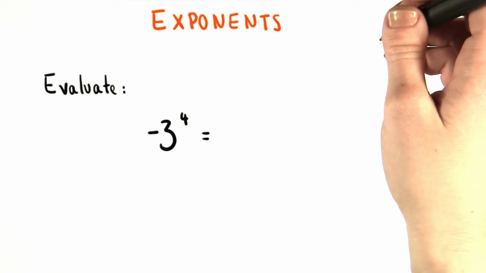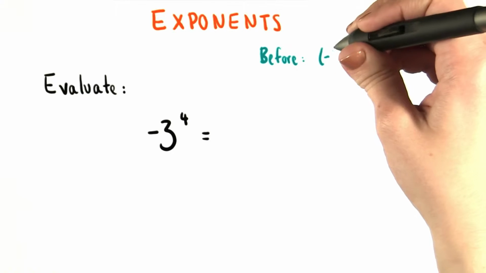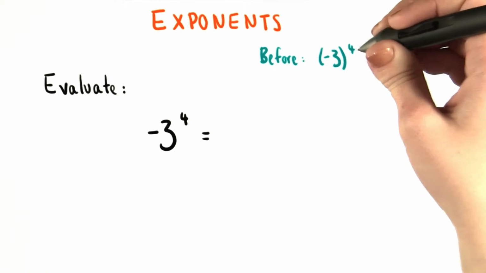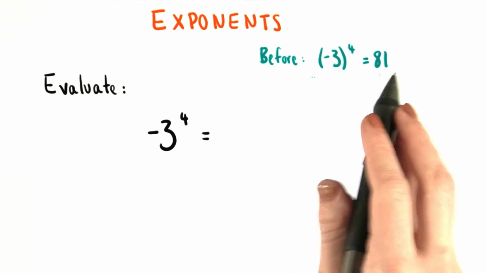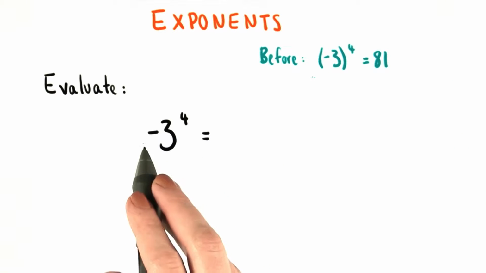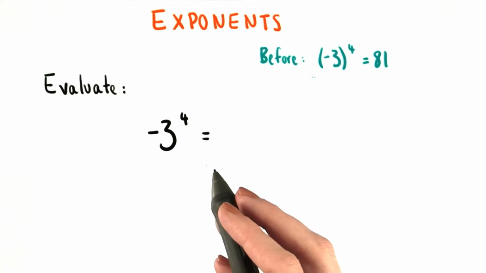So let me help you recall the last quiz first things first. Before we showed that if we had -3, the entire quantity taken to the fourth power, that was equal to positive 81. The difference between that question and this question here is the lack of parentheses in this problem. This time we need to think about order of operations.